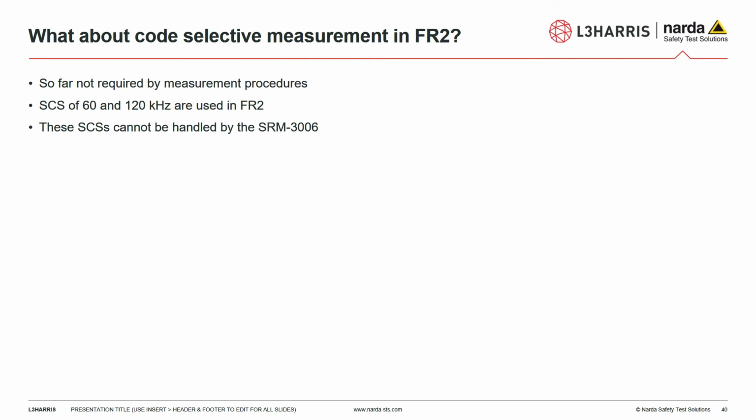And what about a code-selective measurement in frequency range 2? So far, no measurement procedure exists for this. The subcarrier spacing in FR2 is 60 and 120 kHz. The SRM 3006 cannot decode this spacing as far as we know right now.